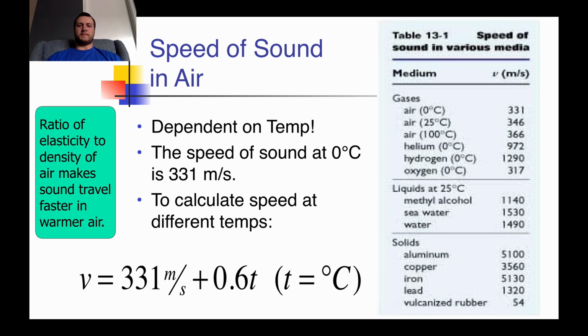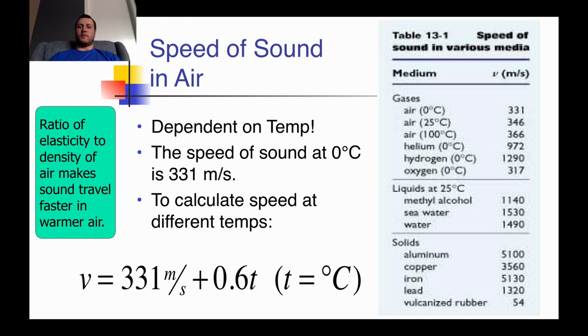How we look at our formula for speed of sound in air is 331 meters per second plus 0.6 times the temperature in degrees Celsius. An increase in temperature is going to yield an increase in the speed of sound in air. So the warmer the air is, the faster sound moves. The colder the air is, the slower sound moves.